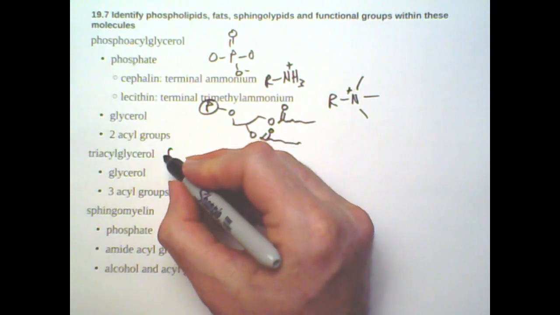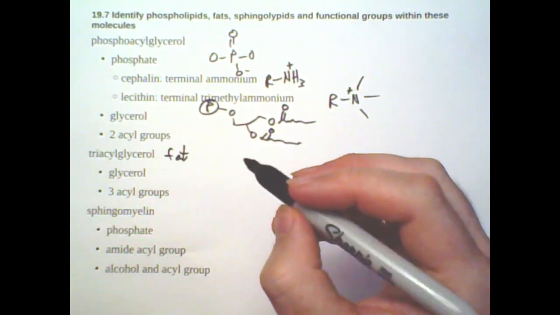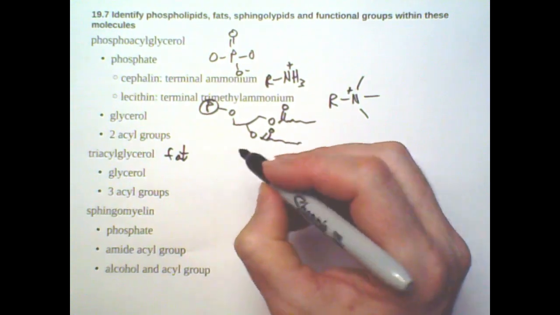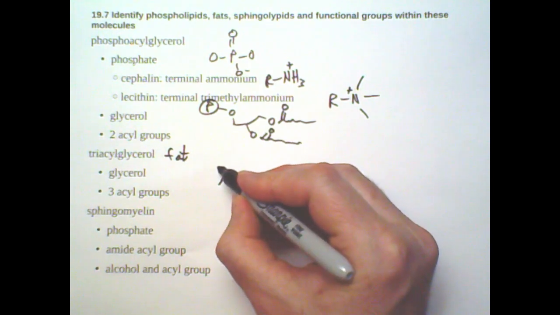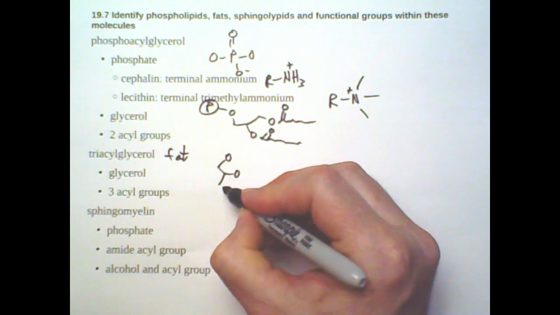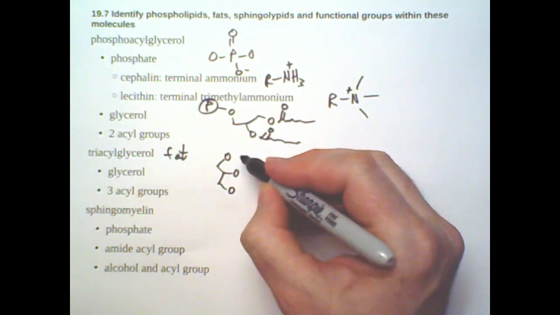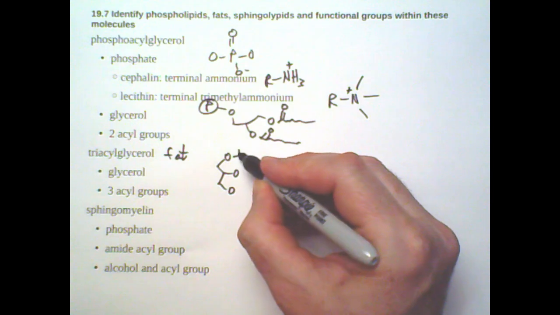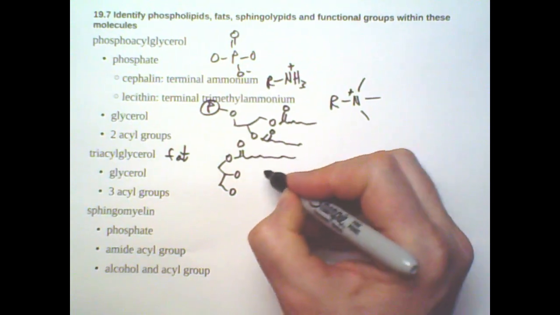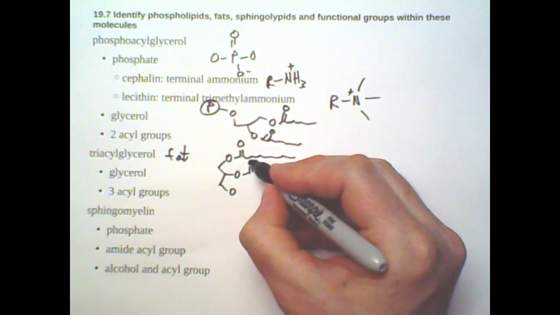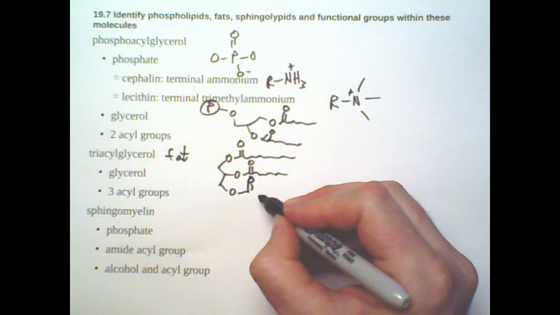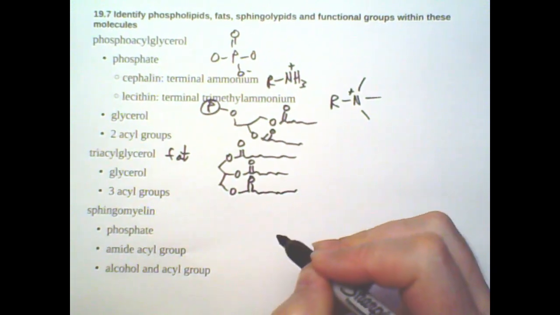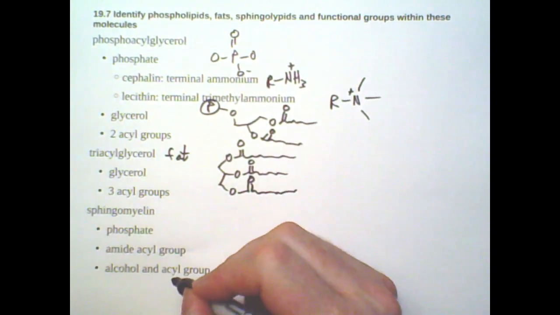Triacylglycerols, what we typically call fat in animals, or they make oils in plants, have glycerol. 3 carbons, 3 alcohol groups. But instead of alcohol groups, they have esters, 2 long chain, well, not necessarily long, but 2 fatty acids with a lot of carbon and hydrogen atoms.